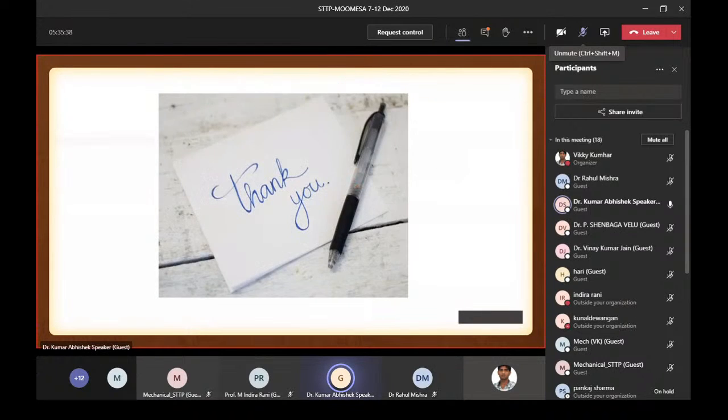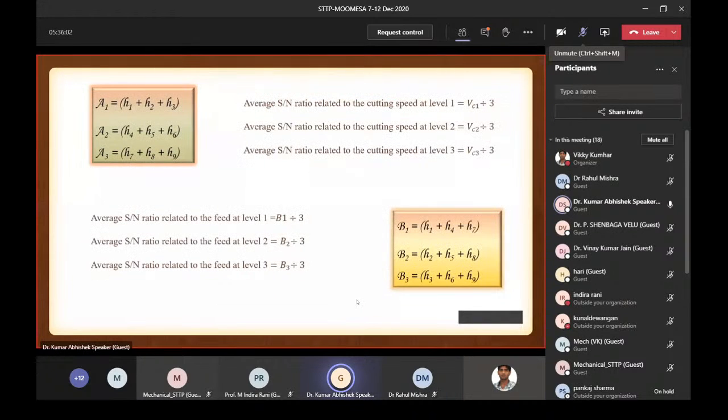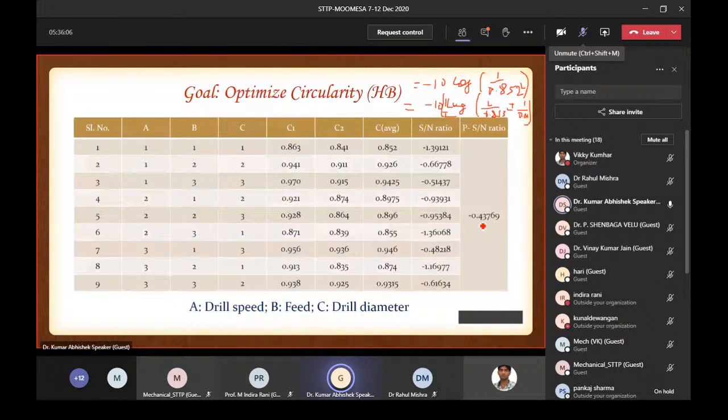ठीक है, अब ये जो सेटिंग आई A3, B3 और C3, ये आपकी ऑप्टिमल सेटिंग है कि नहीं, ये कैसे फाइंड आउट करेंगे? तो इसको फाइंड आउट करने के लिए you have to predict the SN ratio, and the SN ratio has been predicted by using the formula.